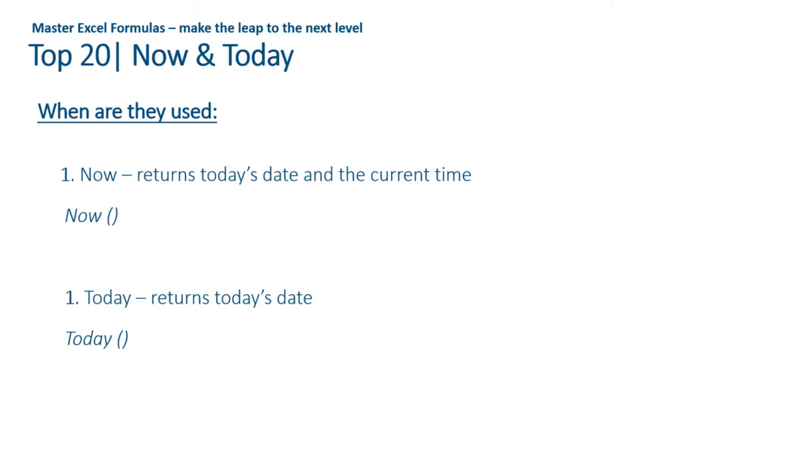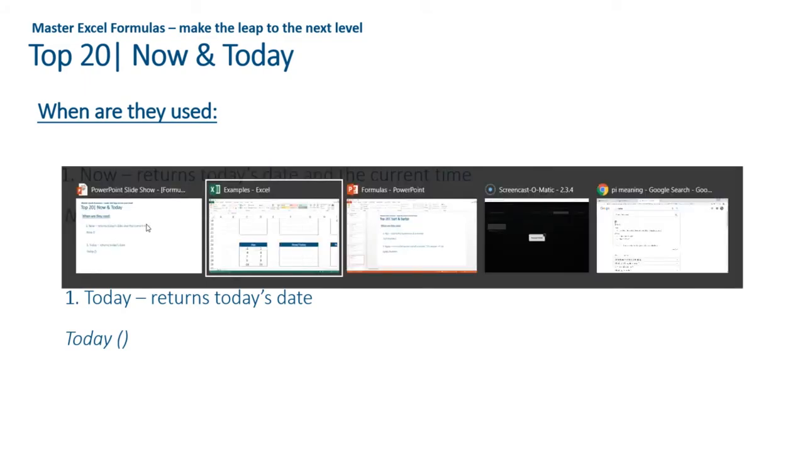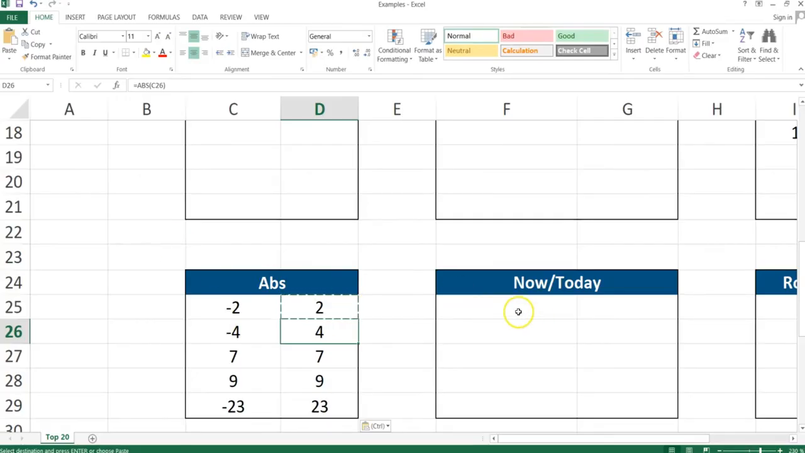These are NOW and TODAY. They're very frequently used, especially the TODAY formula. The TODAY formula returns today's date, whereas the NOW formula returns today's date and the current time. As you can see, both formulas do not take any arguments inside the brackets, so all you have to do really is type in the formulas in the cells, and you're going to get an answer. So let's do that now then.